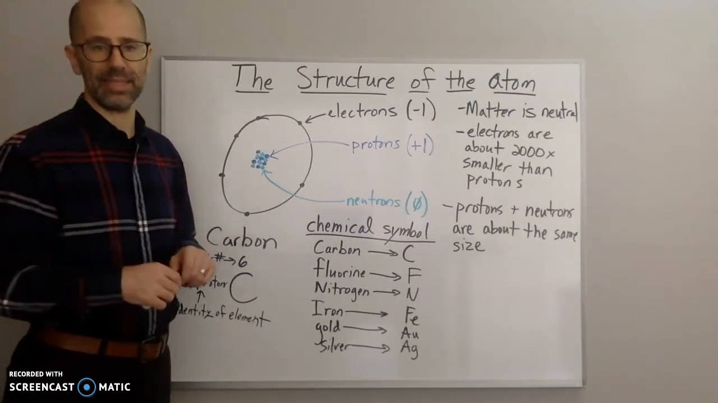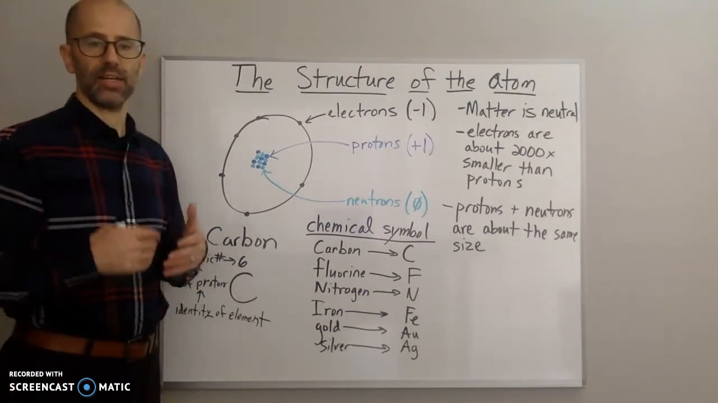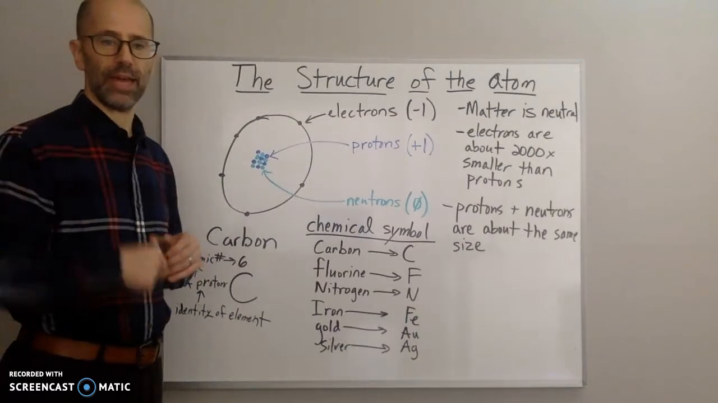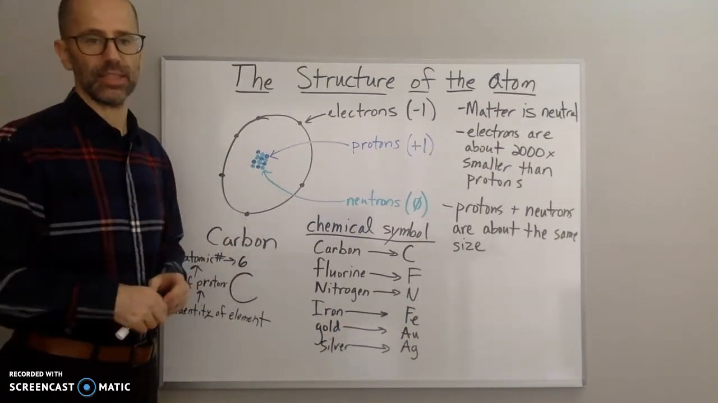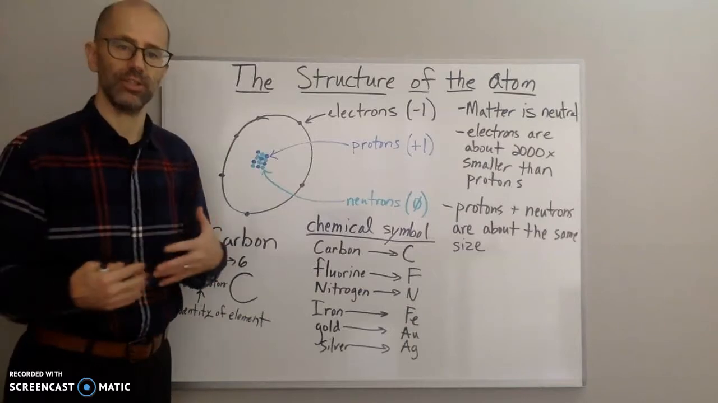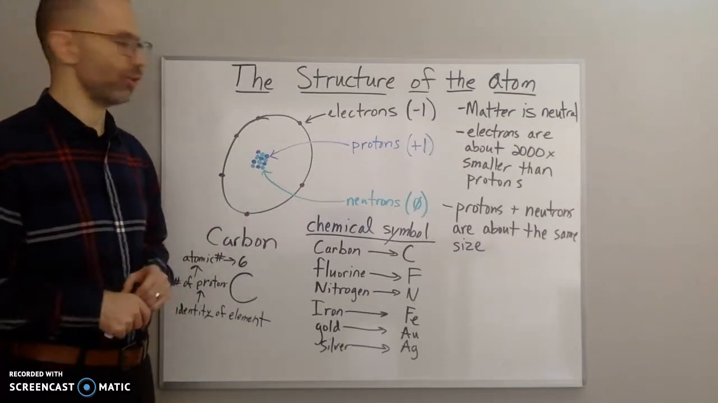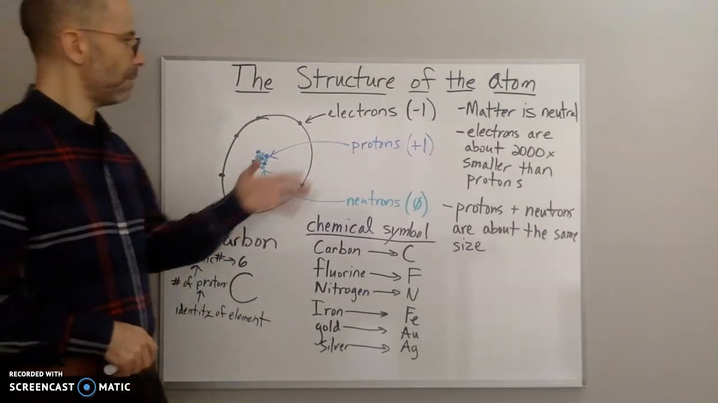Another example is lightning. The balance of charge between the Earth and the atmosphere, lightning is that rebalancing of the charge. So nature seeks to be balanced in charge. It seeks that neutrality. Okay, so matter is neutral.